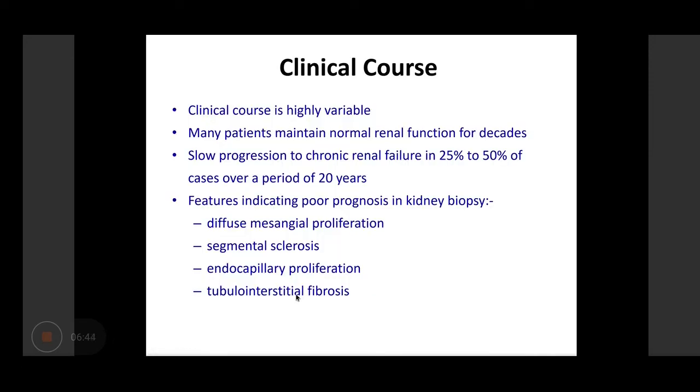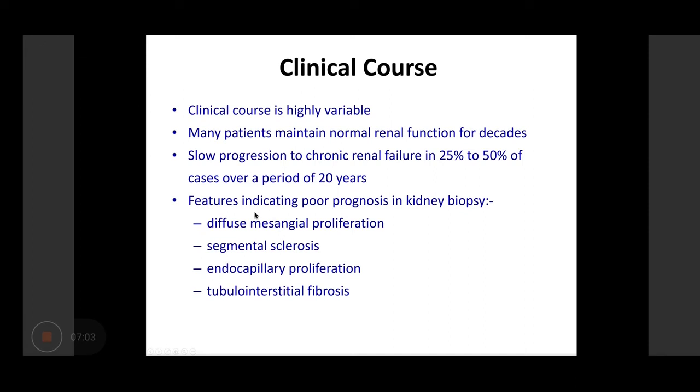So what is the clinical course of this disease? The clinical course is very variable. Many patients maintain a normal renal function for many decades. In others, there is a slow progression of the renal function. Eventually, they develop chronic renal failure over a period of 20 years.